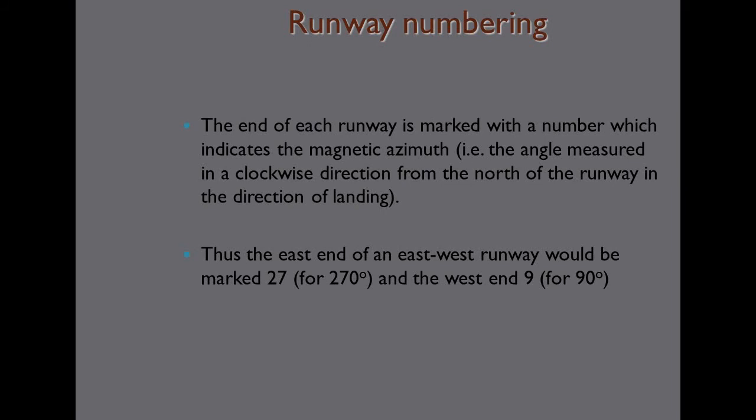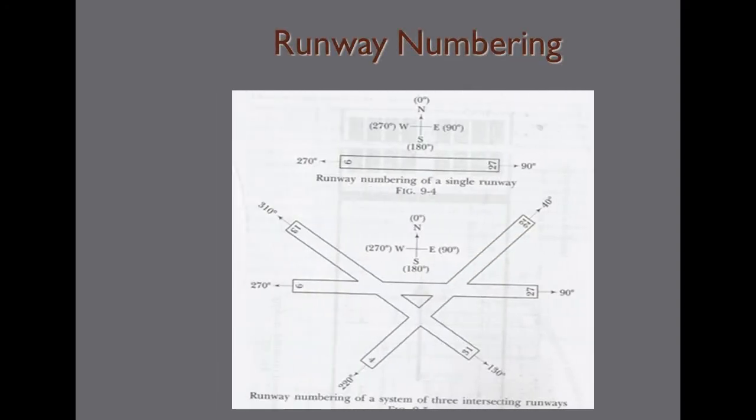The runway numbering. The end of each runway is marked with a number which indicates the magnetic azimuth. That is the angle measured in the clockwise direction from the north of the runway in the direction of landing. Thus, the east end of an east-west runway should be marked 27 for 270 degrees and the west end 9 for 90 degrees. So here we can see 3 runways which have different markings.